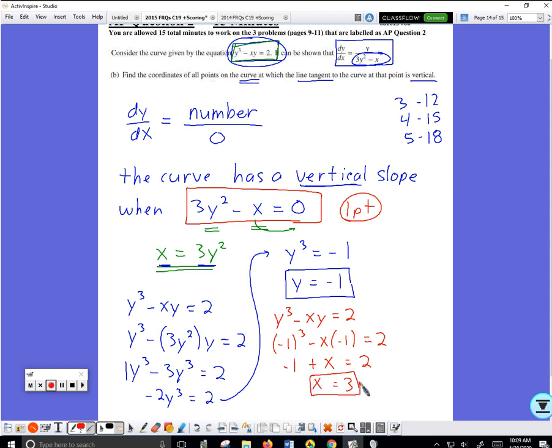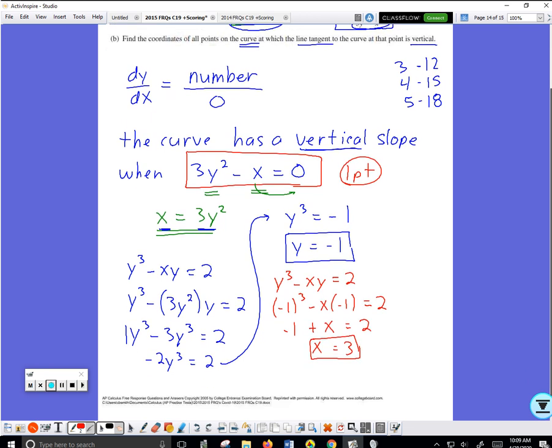Which means the point where this curve, so I figured it out now. I need to write my answer. The curve has a vertical tangent at x equal 3, y equal negative 1.